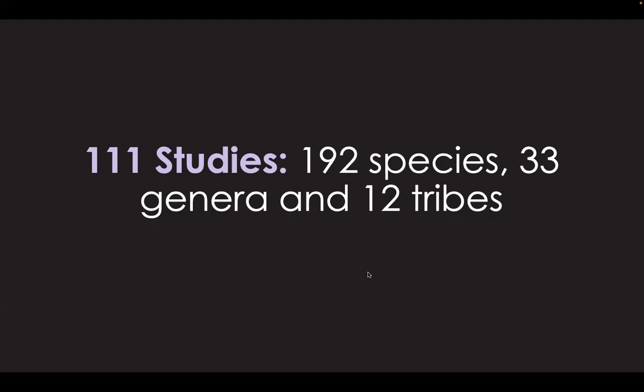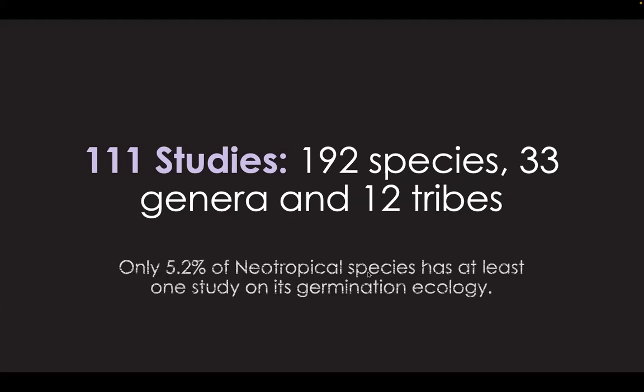And while this number, for me, in germination ecology seems like a huge number, you don't have families with this lot of studies. But when you put these numbers in perspective, considering the high diversity of Melastomataceae species in the neotropics, we see that only around 5% of neotropical Melastomataceae species have at least one study on its germination ecology. So considering the high diversity of this family, we don't have that many germination studies for them.